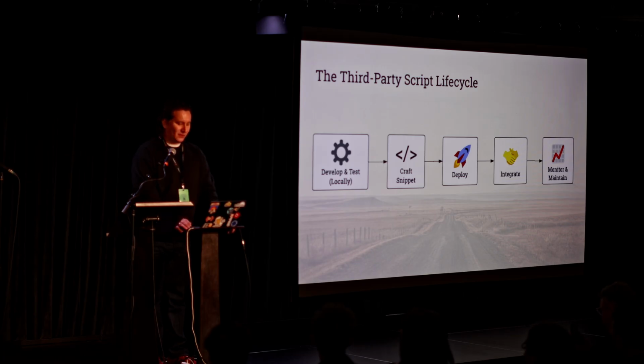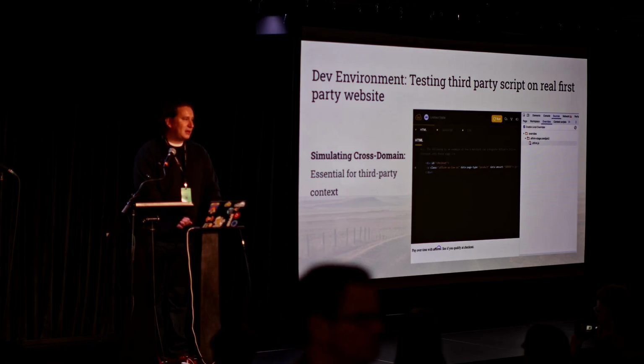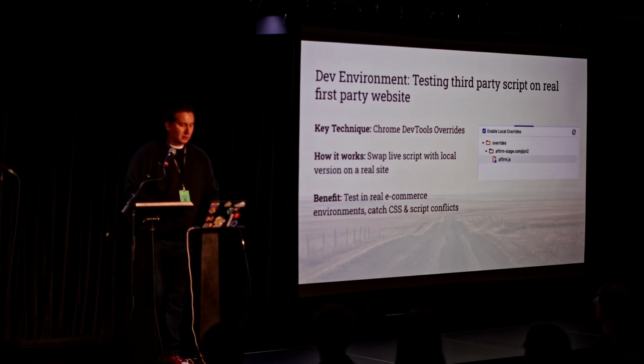Let's dive deep into the first stage, development. Development locally means replicating the cross-domain reality. And the key technique I use for that is Chrome DevTools local overrides. Chrome overrides let me load the real integrator website and replace the deployed version of our script with my local one. So this way I can test the features in the real environment and catch conflicts that no mockup setup can ever show.